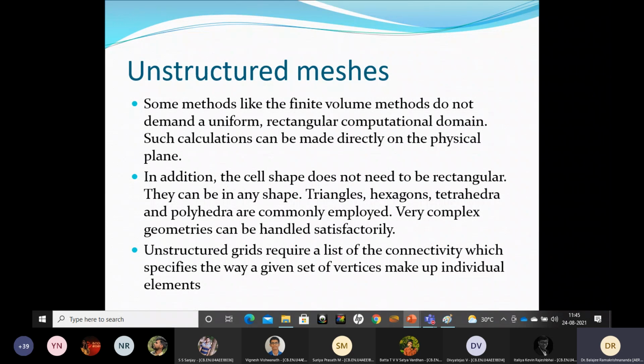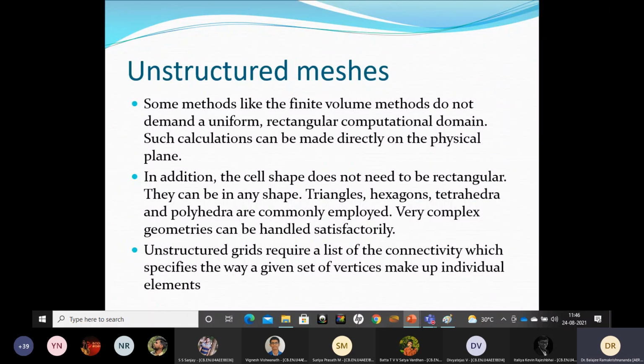So you have to maintain the list somehow within IJ form if you want a regular domain, or you should know for every vertex who the neighbors are. Why should you know the neighbors? Because when you do the flux calculation, you should know how much of mass, momentum or energy, that is F or G, is coming in and how much of it is going out. So you should know from where they are coming in and where they are going out. That is why you need a connectivity list.